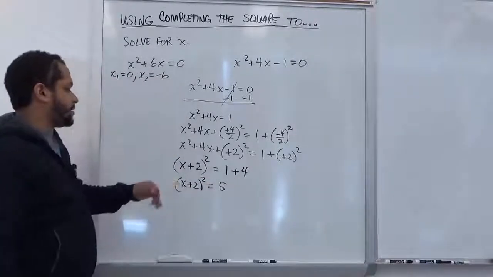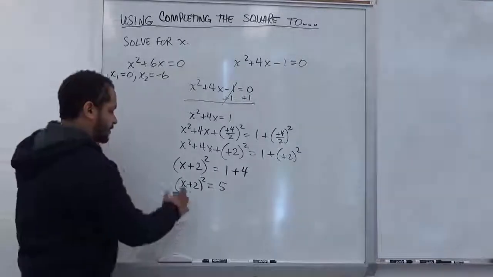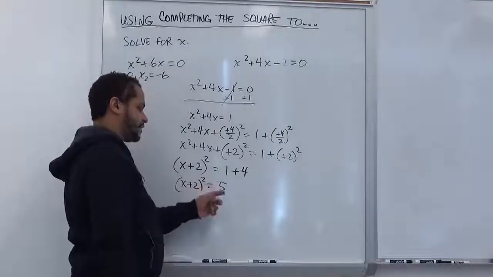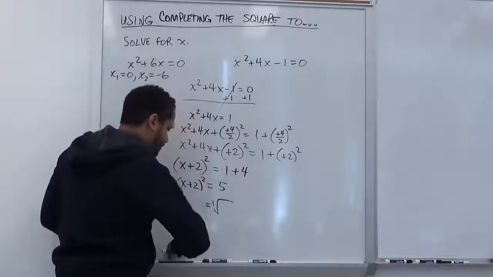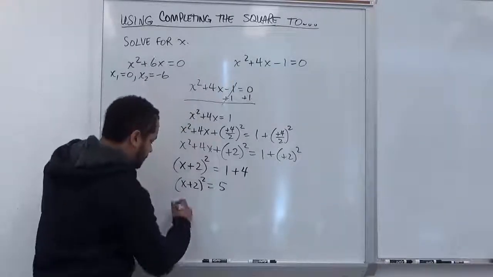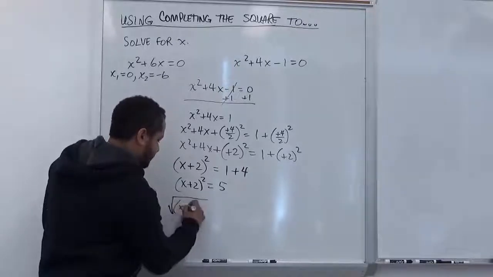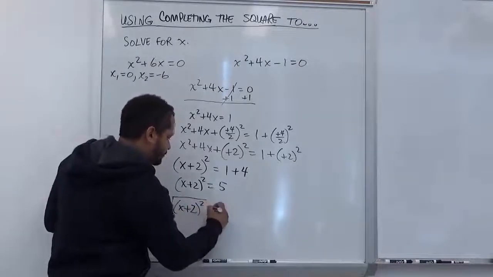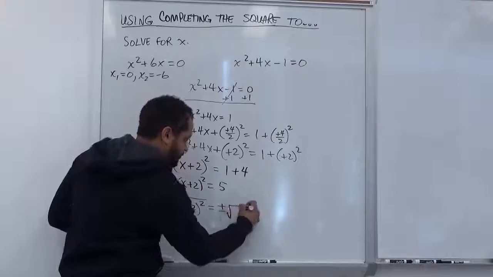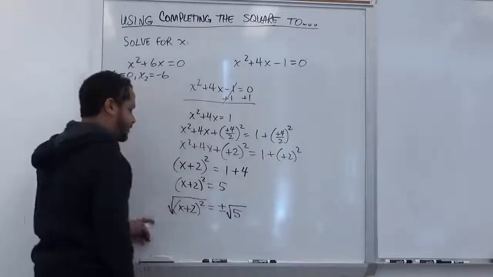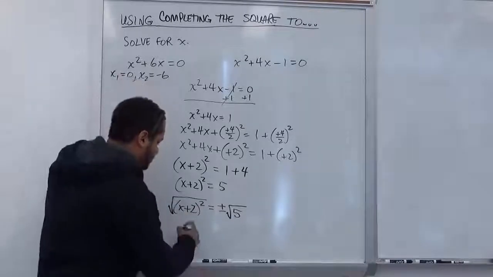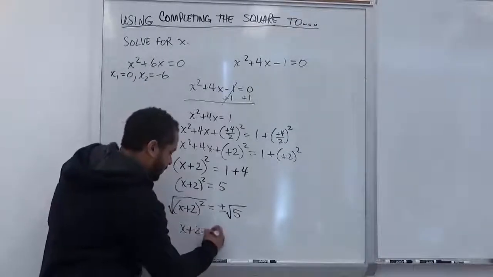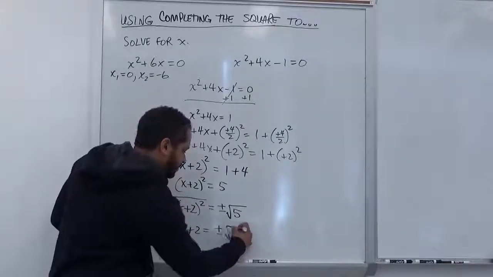And now we're going to do the same thing as we did in the last problem. We're going to take the square root of both sides, considering that this becomes a plus and minus square root of 5. And we're also going to take the square root of the left-hand side. So let's just do this side first. We're going to get a positive or negative square root of 5 on the right. The square root of x plus 2 perfectly squared is just x plus 2. This is equivalent to plus or minus the square root of 5.